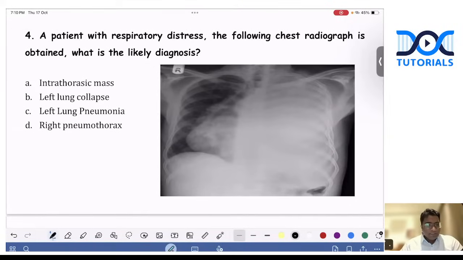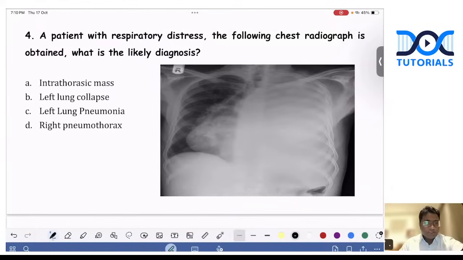Next. Coming to the next one. Patient with respiratory distress, the following chest radiograph is obtained. What is the likely diagnosis? Now look at the image. What did you answer for this? I'm looking for your answers. Very good, Abhinesh. Acid lipase deficiency is Wolman's. That is true.